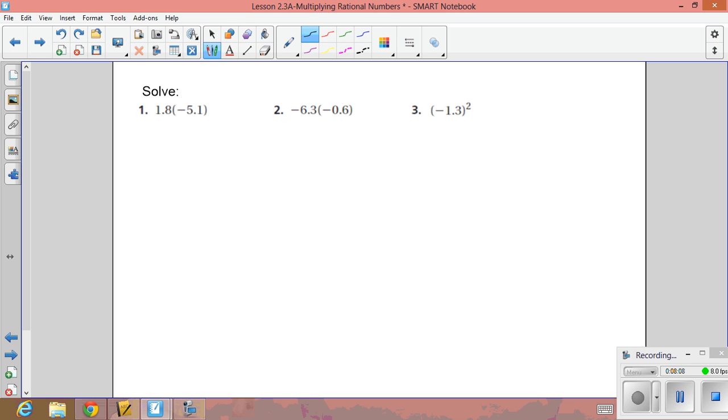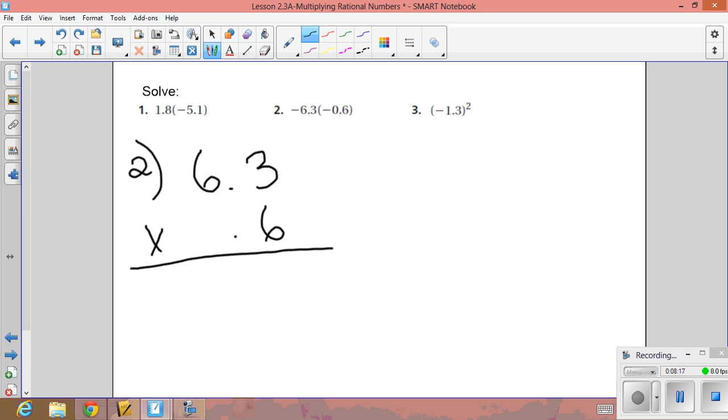So for number 2, again, we're just going to multiply first, and then we'll worry about signs and decimals at the end. That first 0 in negative 0.6, we don't need it, but if you want to write it, go right ahead. 6 times 3 is 18. 8, carry 1. If you need your multiplication chart, now's the time to take it out. 6 times 6 is 36, plus 1 is 37.